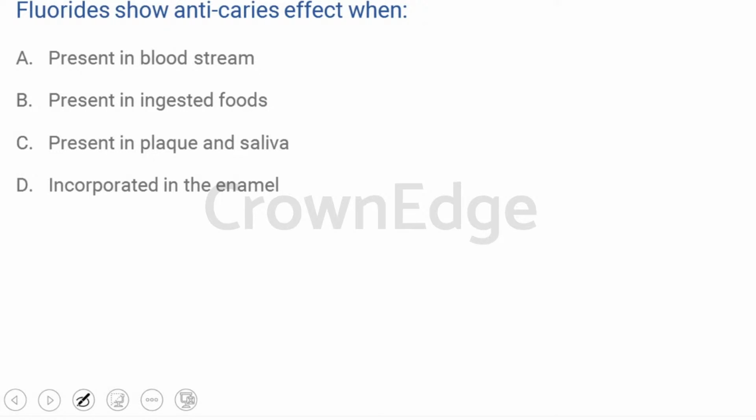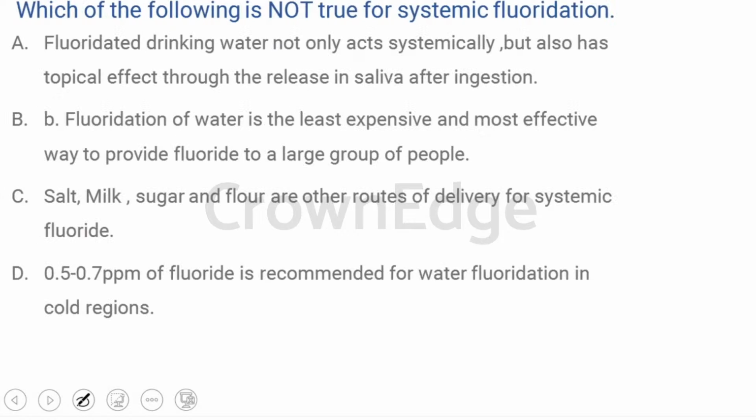That is why fluoride is basically indicated mostly in newly erupted teeth, or recently erupted teeth, or just before the eruption of the permanent teeth. That is where the uptake of fluoride is maximum. So the best answer for this question is option D, which is incorporated in the enamel. I hope it is clear till here.